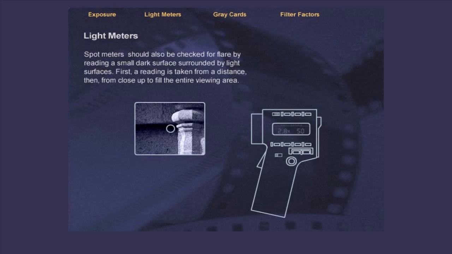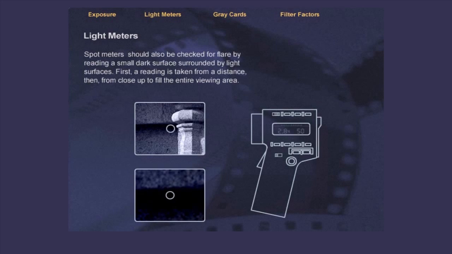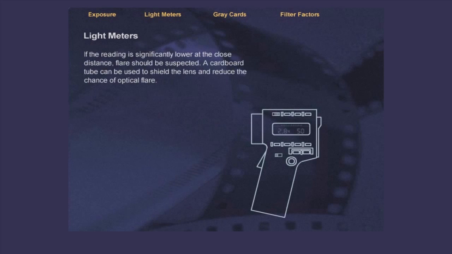First, a reading is taken from a distance, then from close up to fill the entire viewing area. If the reading is significantly lower at the close distance, flare should be suspected. A cardboard tube can be used to shield the lens and reduce the chance of optical flare.